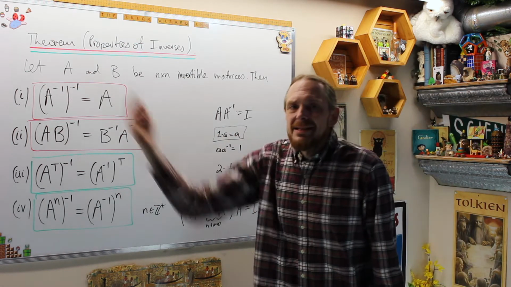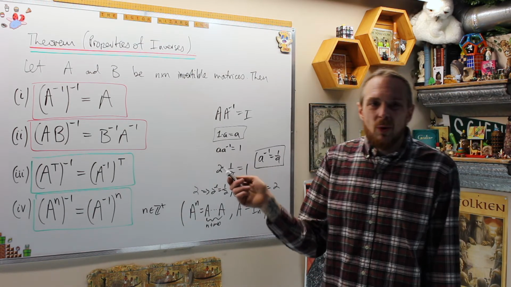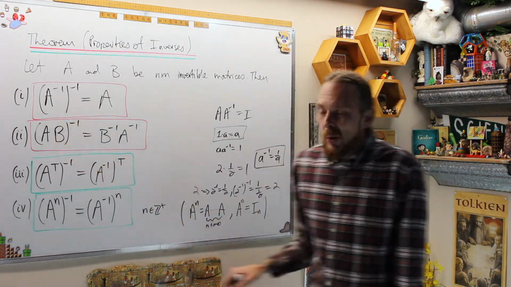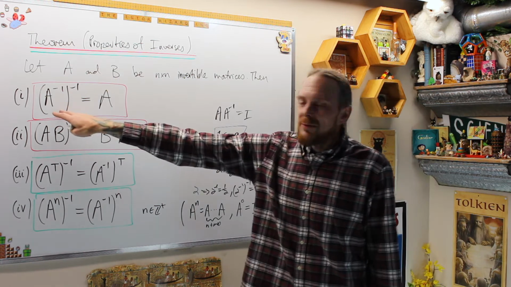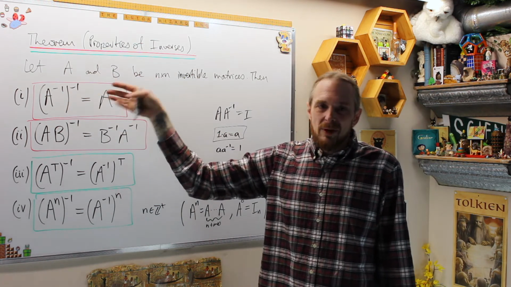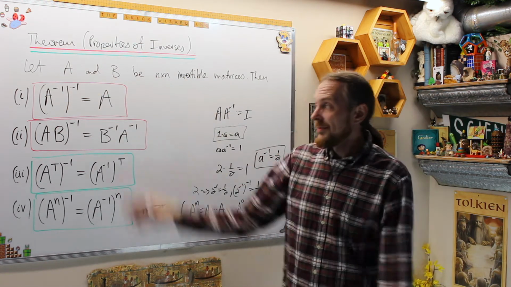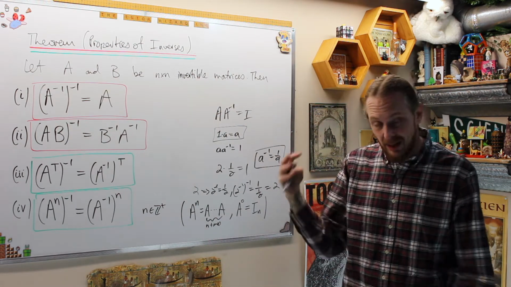So that's exactly the same for matrices. If we invert twice, we get the matrix back again. More importantly, this is extremely useful when we want to solve algebraically for a matrix in a system or something like this. So if you invert twice, you get A back algebraically.